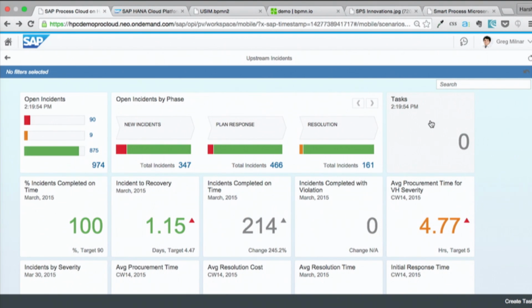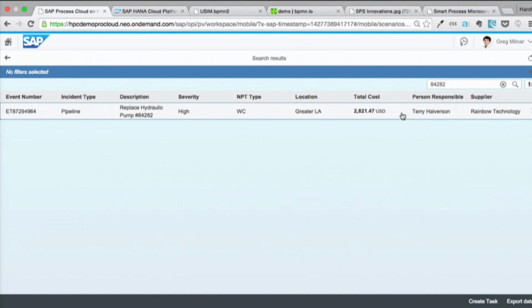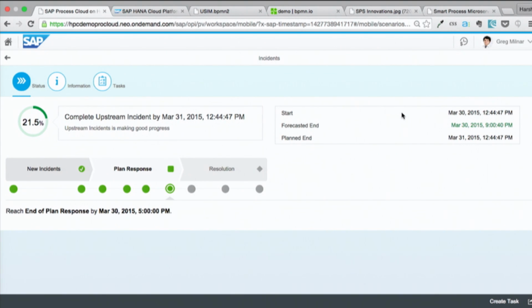So he wants to have end-to-end visibility, right? And the key KPI that he's measured on is incident to recovery. How long does it take for incident to recovery? Now he goes in here, and based on a free text search, he's looking at the current incident. And he sees the status of this incident from a high-level process perspective based on phases and milestones.